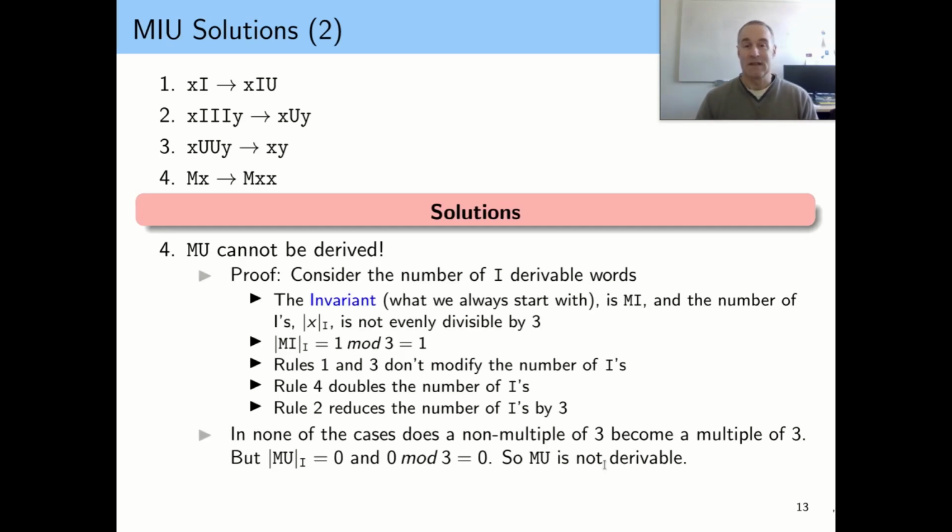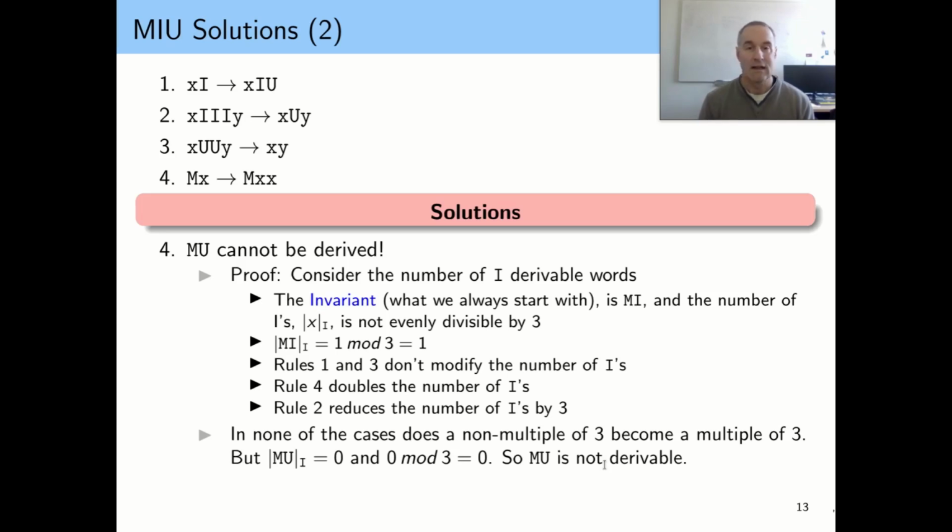Here's an attempt to give a proof, a sketch of a proof. So we always start with MI, and we call that the invariant. It doesn't vary. And the number of I's that we have, we can bring back our use of this cardinality operator, the vertical bars. So at the start, we don't have three I's. All right. Okay.